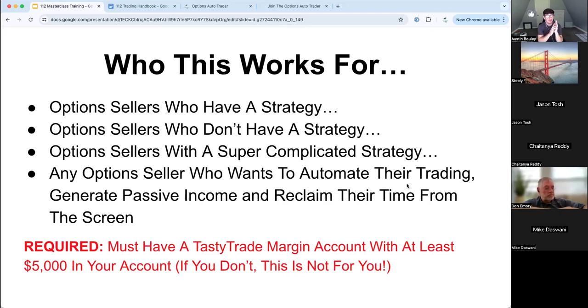Now, here is what I was saying. At the moment, in order for the options auto trader to work for you, you must have at least $5,000, because you need to have a margin account. You need to be approved for futures, and that's about the $5,000 mark. You also need to have a Tastytrade account. So if you have a Tastytrade account with at least $5,000, you can use the options auto trader.